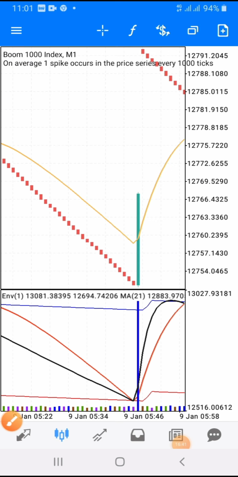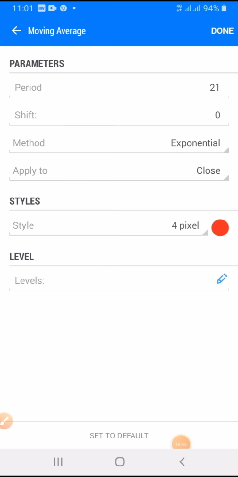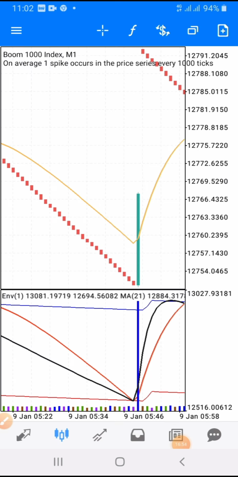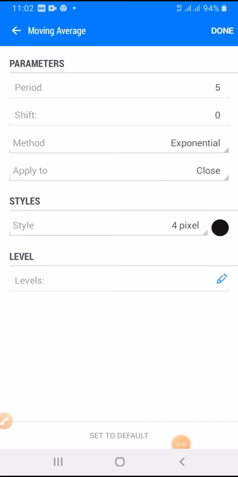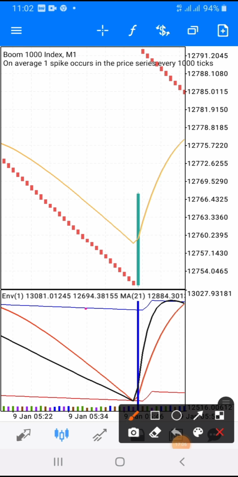You go back to the F icon again. You add our moving average now. The period is 21, shift is 0, method exponential, apply to close, star is 4 pixel. I used red, you can use color of your choice. You go back to the F icon again, you add the last moving average, period is 5, shift is 0, method exponential, apply to close, star is 4 pixel. I use black. You click done. So that is what you are seeing here, guys. Your screen should look like this.